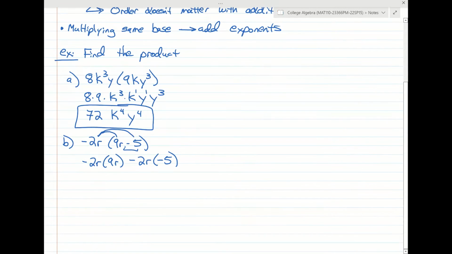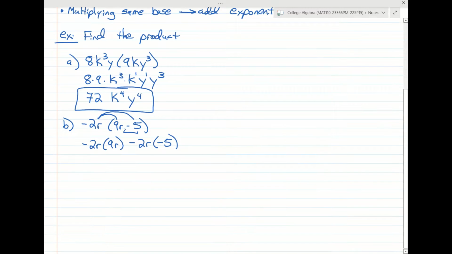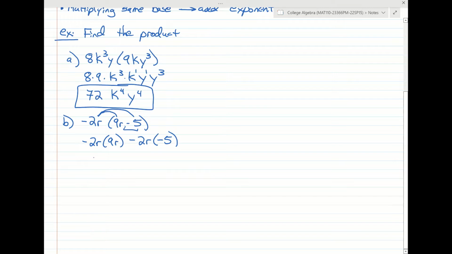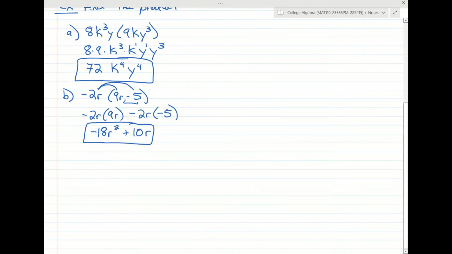So negative 2r times 9r, and then negative 2r times negative 5 would give us, we could rearrange these, but it would be negative 18, r times r is r to the second. Negative 2 times negative 5 is positive 10r. And that would be the answer. Just as a reminder, like terms mean the same variable and the same powers.